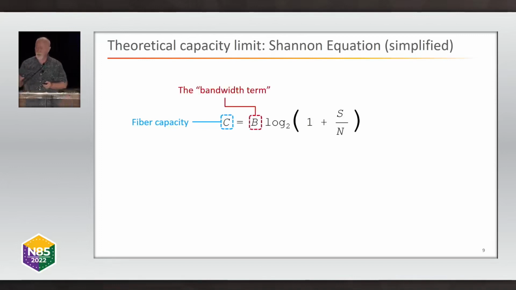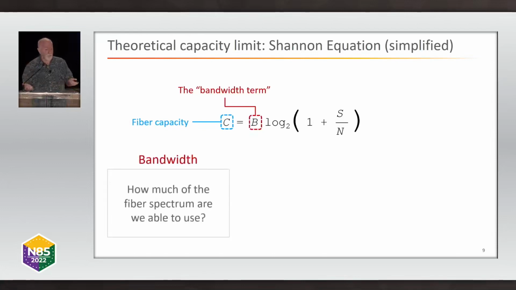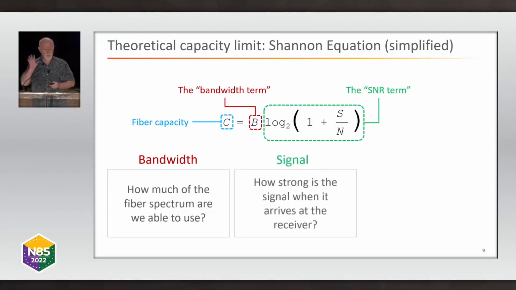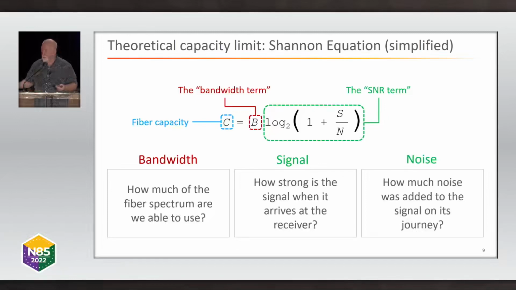Because on the right-hand side of that equation, we have the bandwidth term, and that's how much of the fiber spectrum are we able to use, how much can we amplify. And then we have the signal-to-noise ratio term. The signal is how strong the signal is by the time it reaches the receiver. The noise is how much noise has been added during its journey. So it's a relatively basic and simple equation.